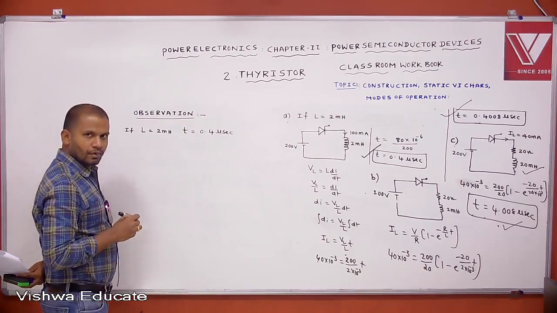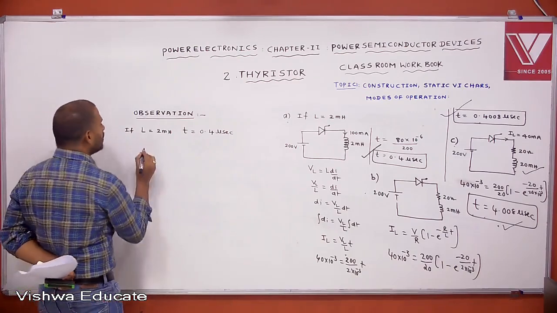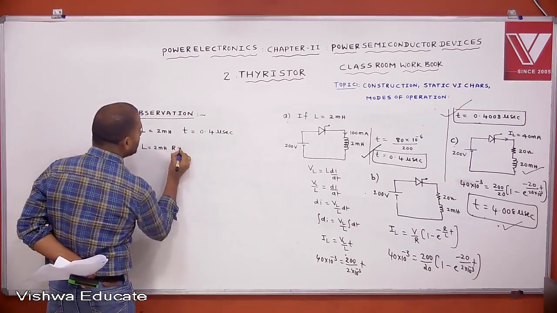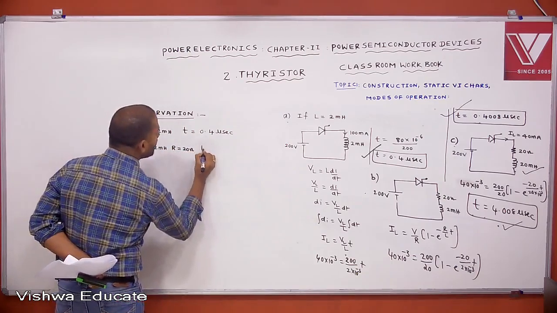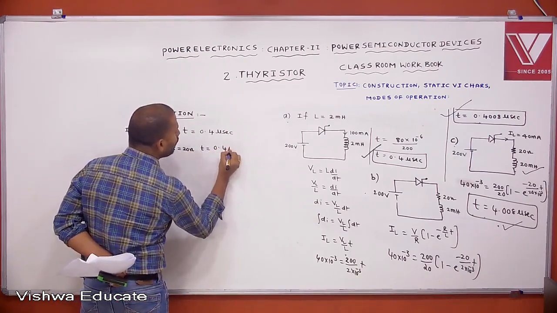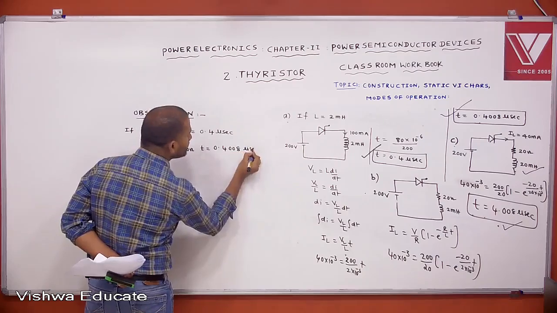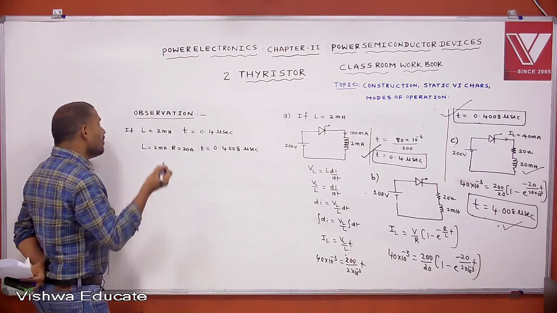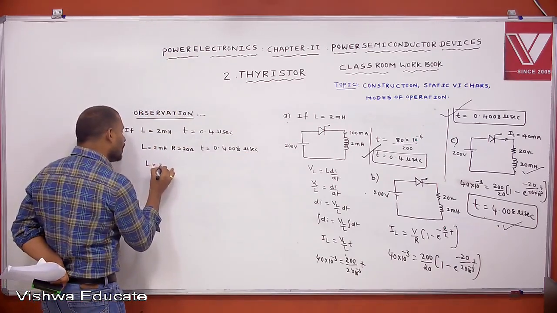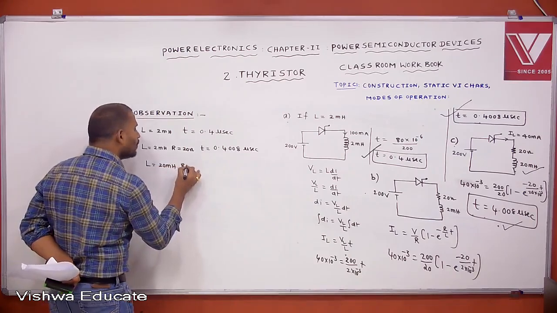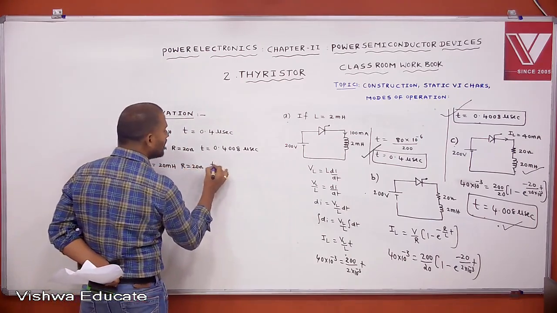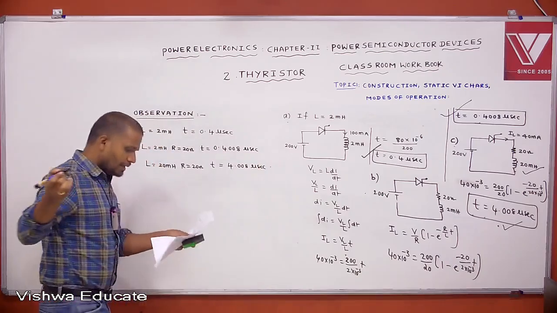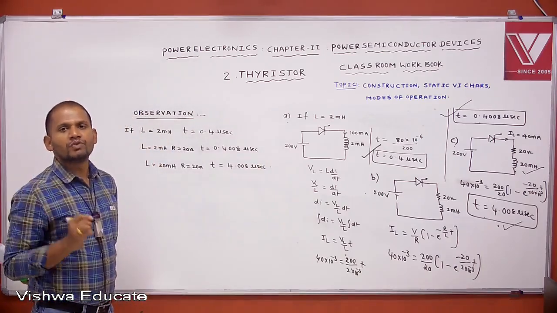Next, for the same supply voltage, if L equals 2 millihenry and R equals 20 ohms, we get the minimum gate pulse width as 0.4008 microseconds. Next, for the same supply voltage, if L equals 20 millihenry and R equals 20 ohms, we get the minimum gate pulse width as 4.008 microseconds.